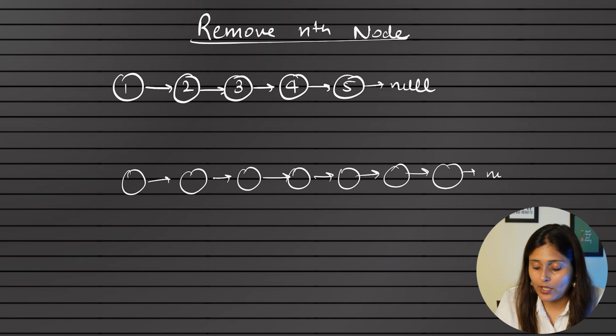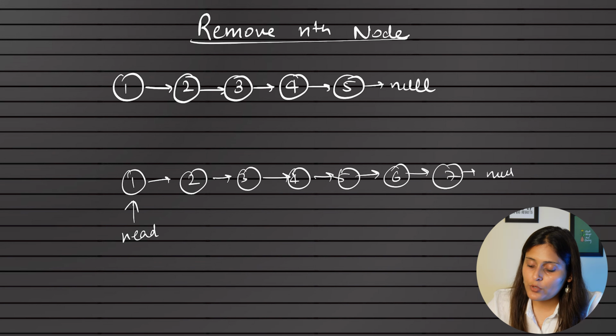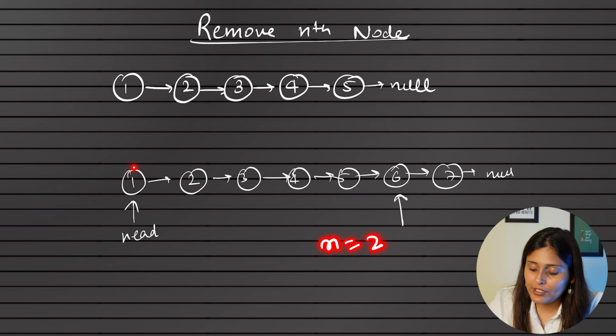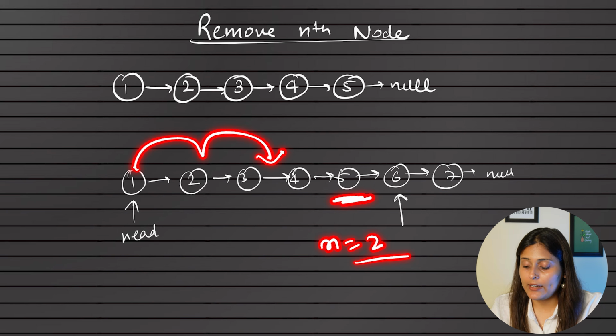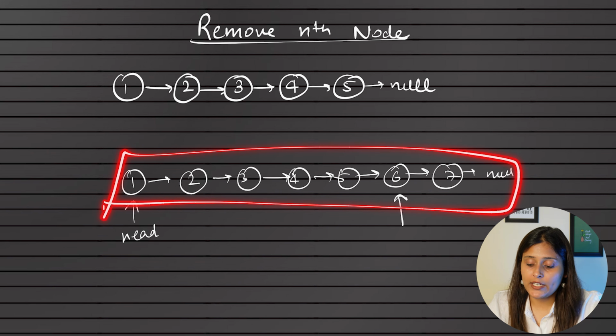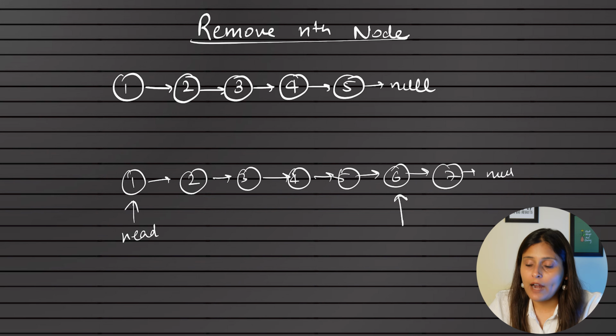Okay. 1, 2, 3, 4, 5, 6, 7. Here is our head pointer. Now suppose we have to delete this. So what is n? n is equal to 2. Are we reaching this fifth node by taking 2 jumps? No. Okay, this is not valid. Then what is the total length? Can I say 7? What is the node we have to delete?